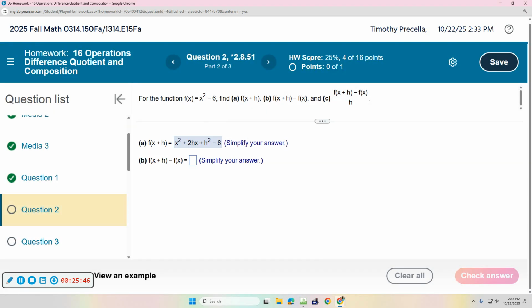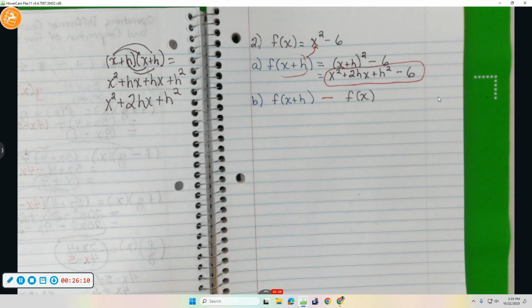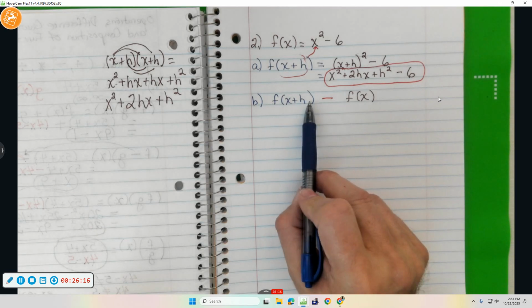Now part B, f of x plus h minus f of x. Realize you'll use the answer you got in part A to answer part B, and you'll use the answer in part B to answer part C. So you're looking back at what you just found. If you understand what they're asking for here in part B, it's real easy. You can write it down without any work. F of x plus h.